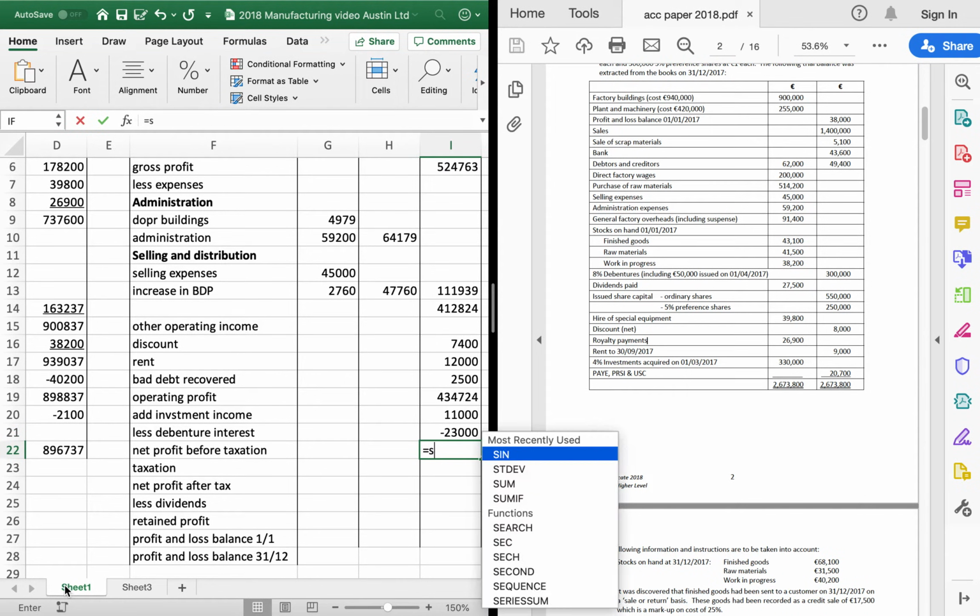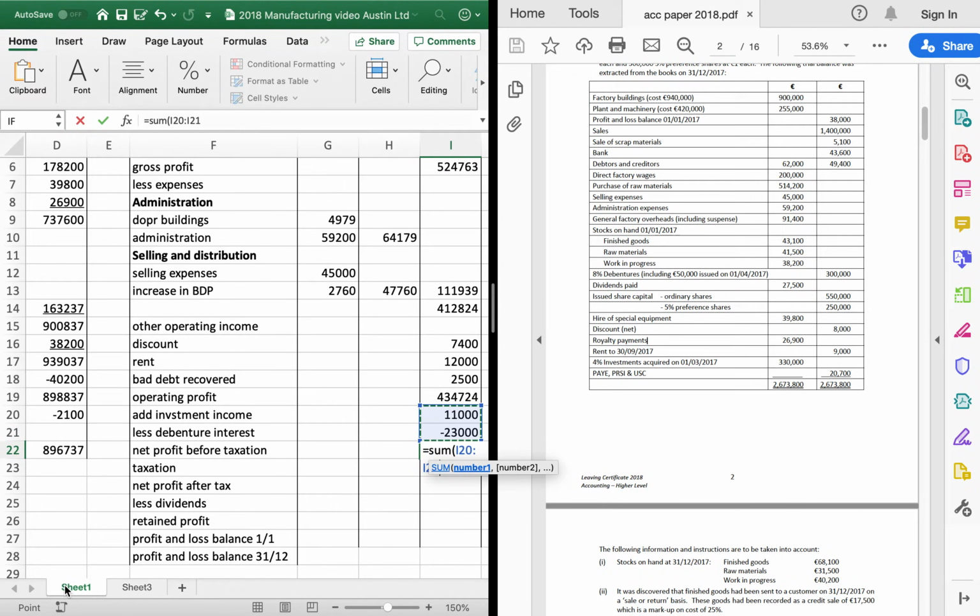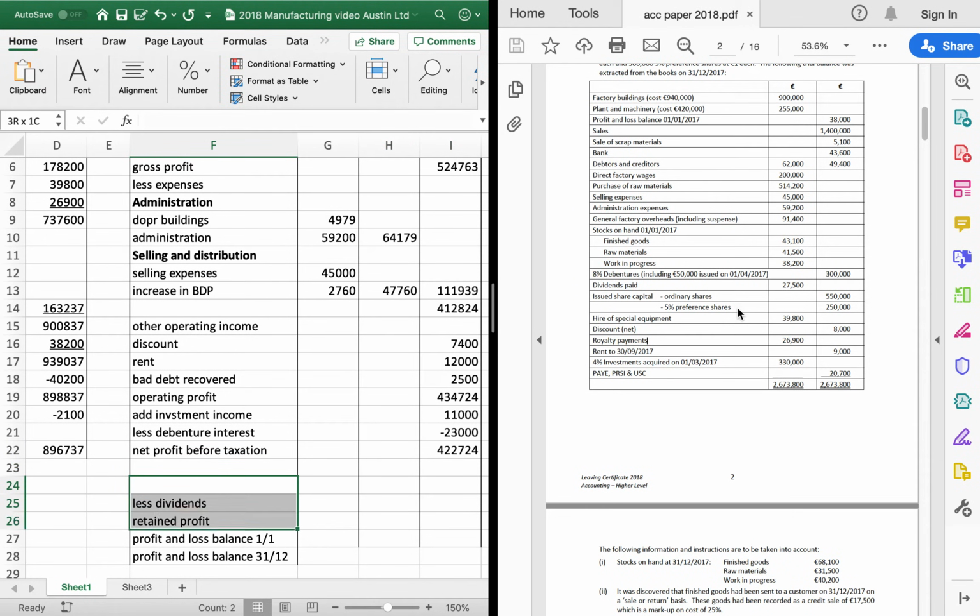Okay, and that'll give us our profit before taxation of 422,724. There's normally taxation in these questions, so have a look. It'll be on the credit side. There's no taxation, so obviously just delete those two.